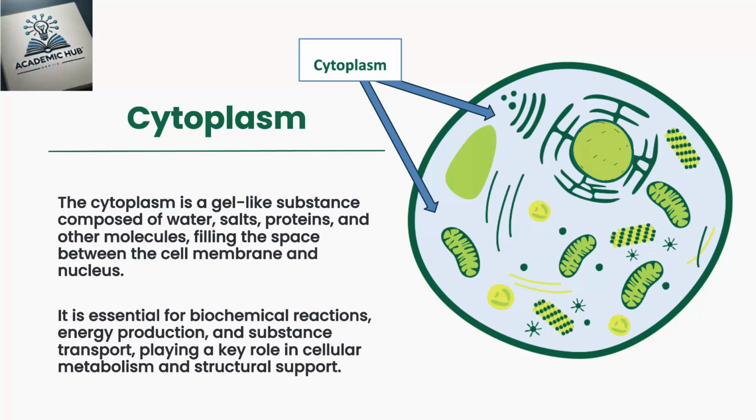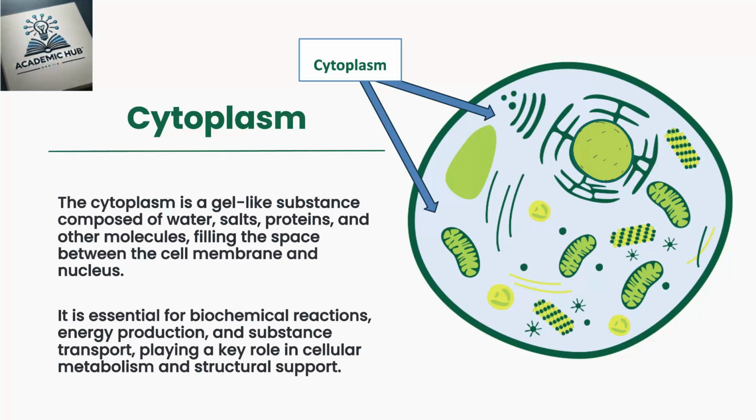Next is structural support and shape. The cytoplasm along with the cytoskeleton provides structural support to the cell, helping it maintain its shape and flexibility. The cytoskeleton is made up of microtubules, microfilaments, and intermediate filaments, all of which help in cell stability and movement.